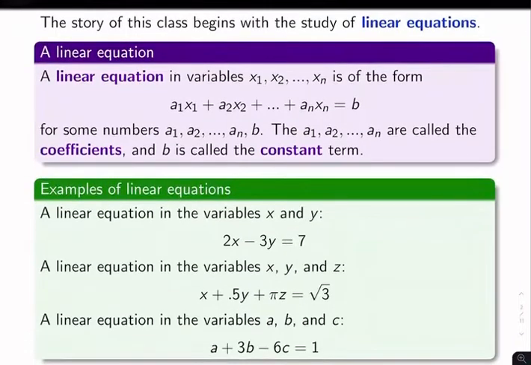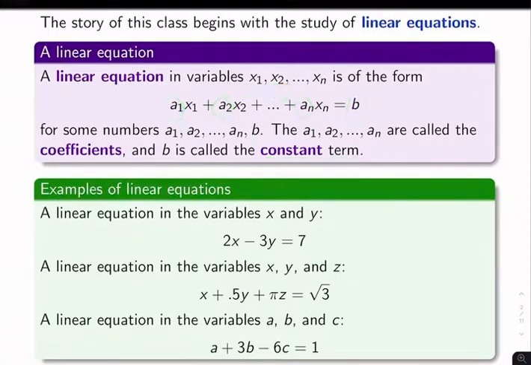We begin with the study of linear equations. A linear equation in n variables, x1, x2 through xn, is of the following form, for some numbers a1, a2 through an, and b. The numbers a1, a2 through an are called the coefficients, and the number b is called the constant term.